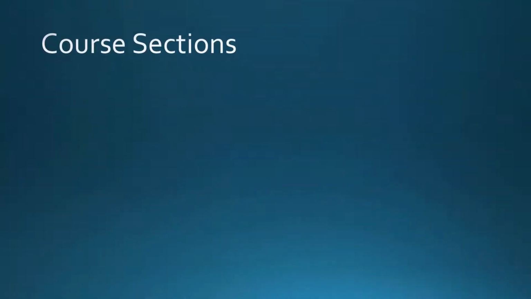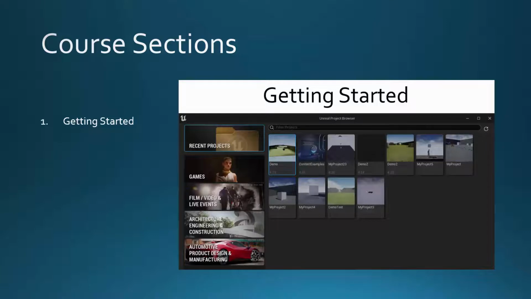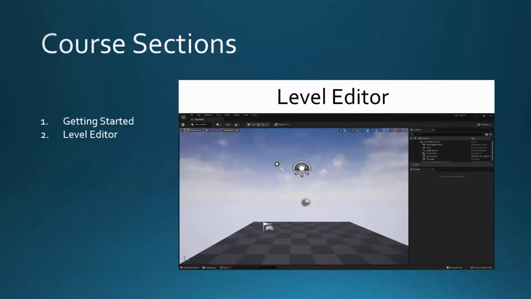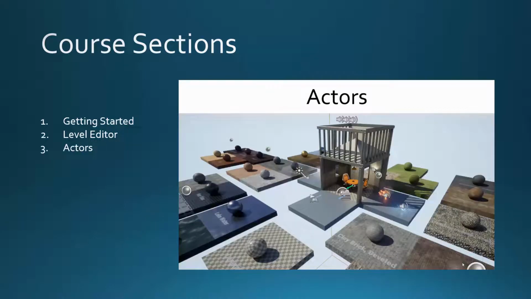Alright, so now that we've gone over the history of the engine, let me give you a brief outline of the course. The course is divided into 9 sections. The first section, Getting Started, will help you get the engine installed and will introduce you to some basic concepts. The second section will teach you about the level editor, which is used to create the environments for your games. The third section, Actors, will teach you about the various types of entities available in Unreal to help you craft your environments in your games.